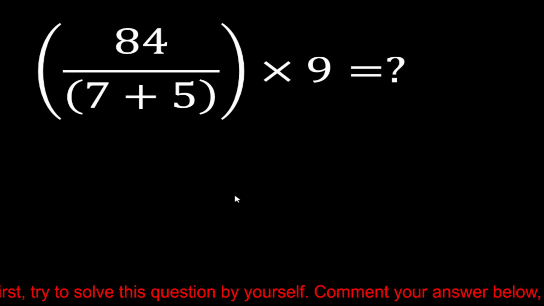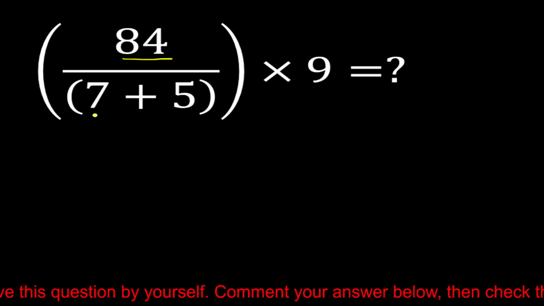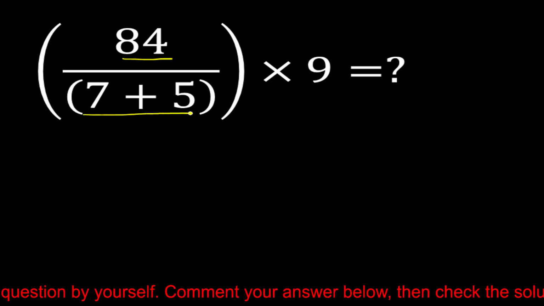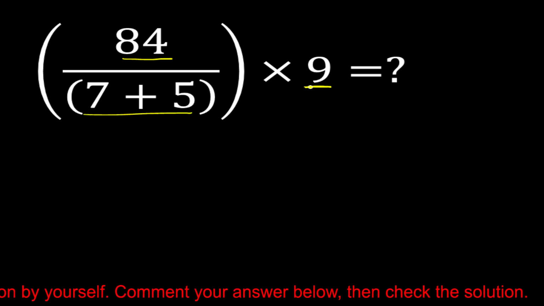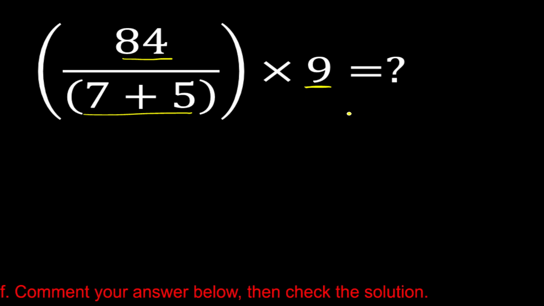So here we have a question: 84 divided by (7 plus 5), then multiplied by 9. So now let's solve this question correctly by using the PEMDAS rule.